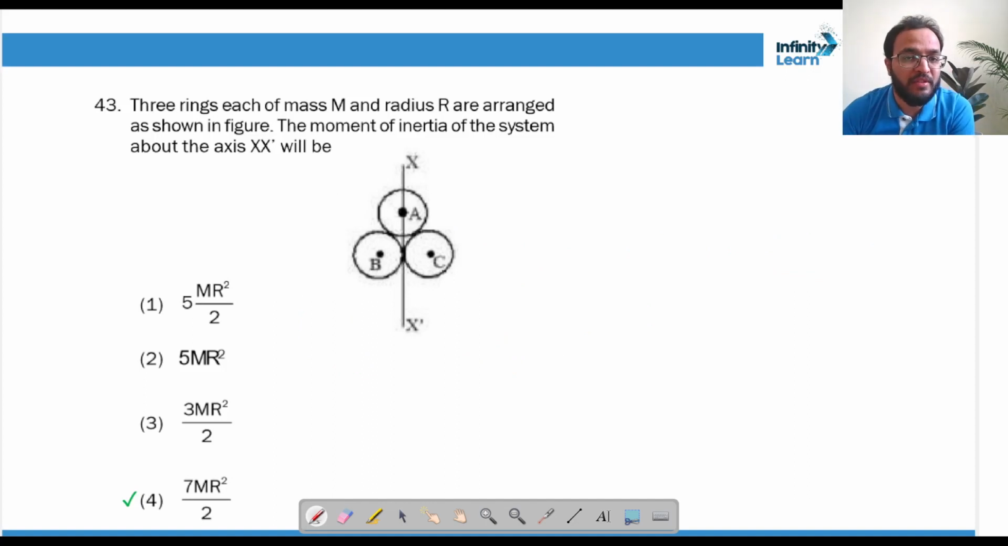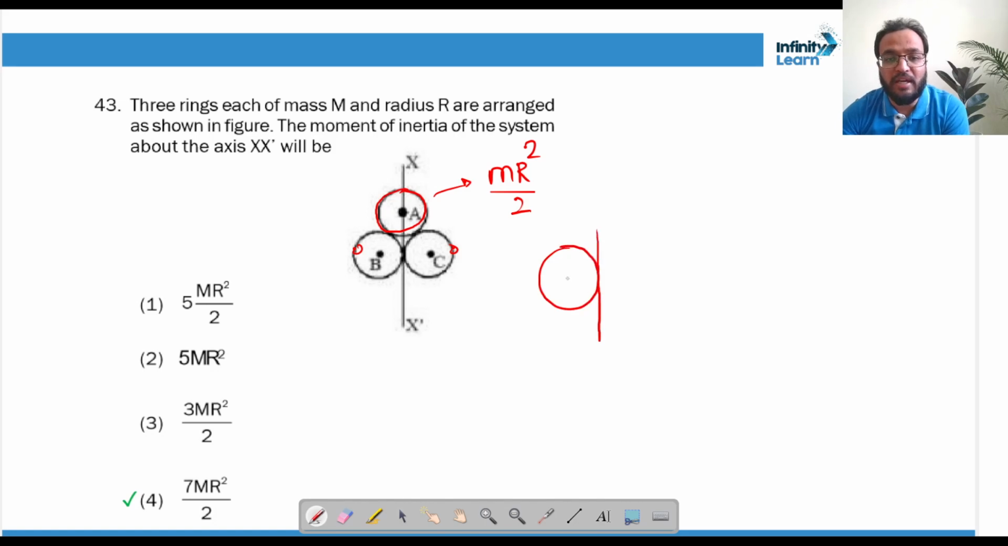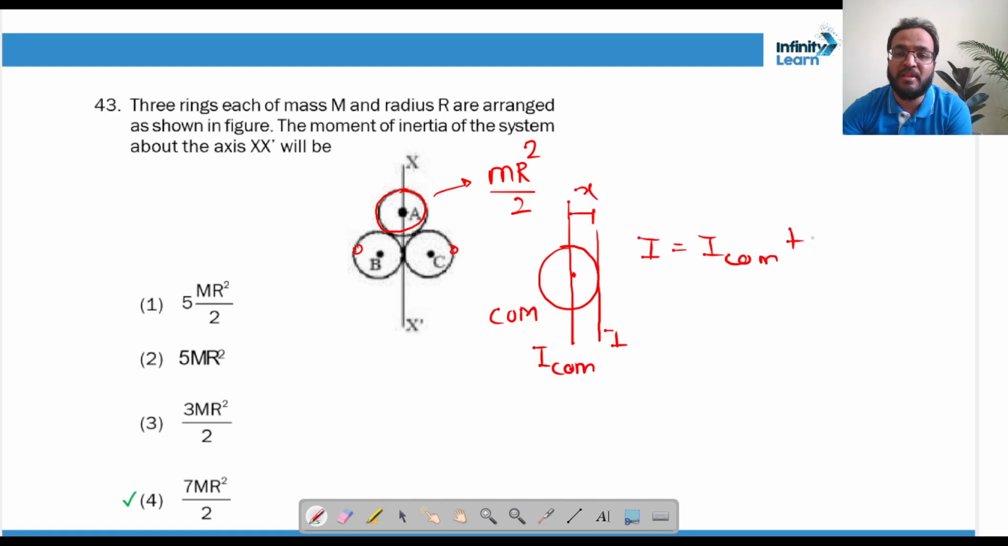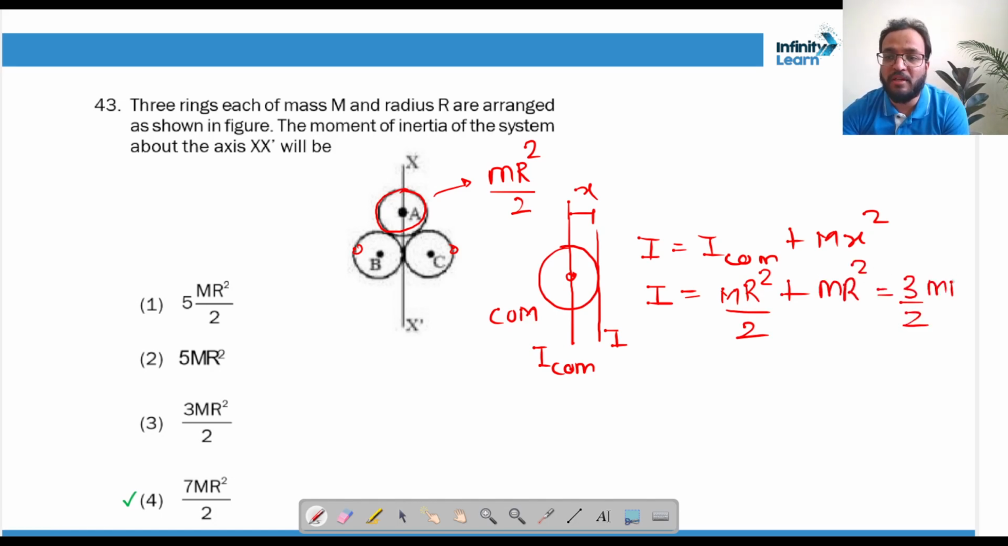Now here the moment of inertia of the system about, for this ring there is no problem, it is about the diameter, so it is MR square by 2. But for these two rings, this axis is the tangential axis. Applying the parallel axis theorem, ICOM, this is I and this distance is x. So I is equal to ICOM plus Mx square. ICOM is the axis passing through the center of mass along its diameter. We know about its diameter, the answer is MR square by 2 for a ring, plus MR square. It is 3 by 2 MR square. Now how many rings are like these?